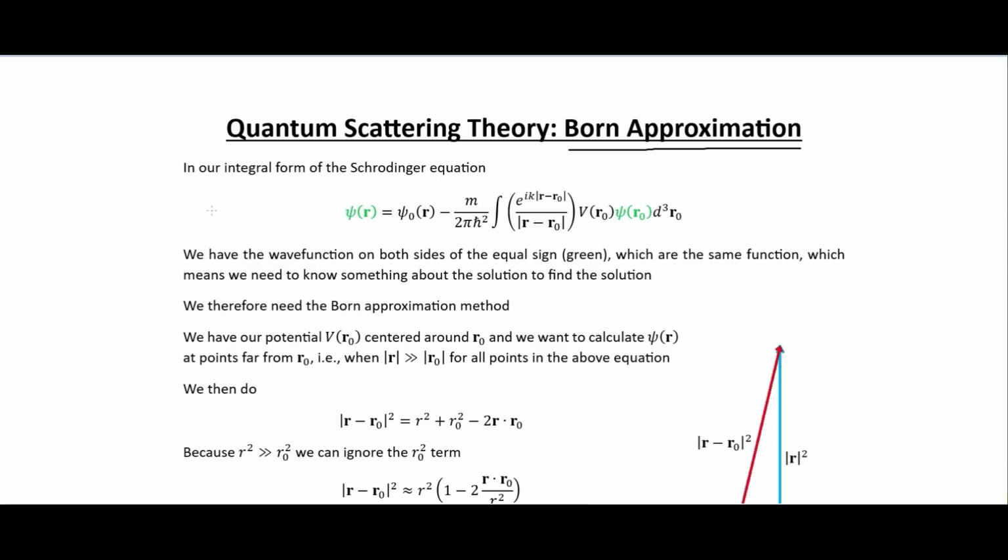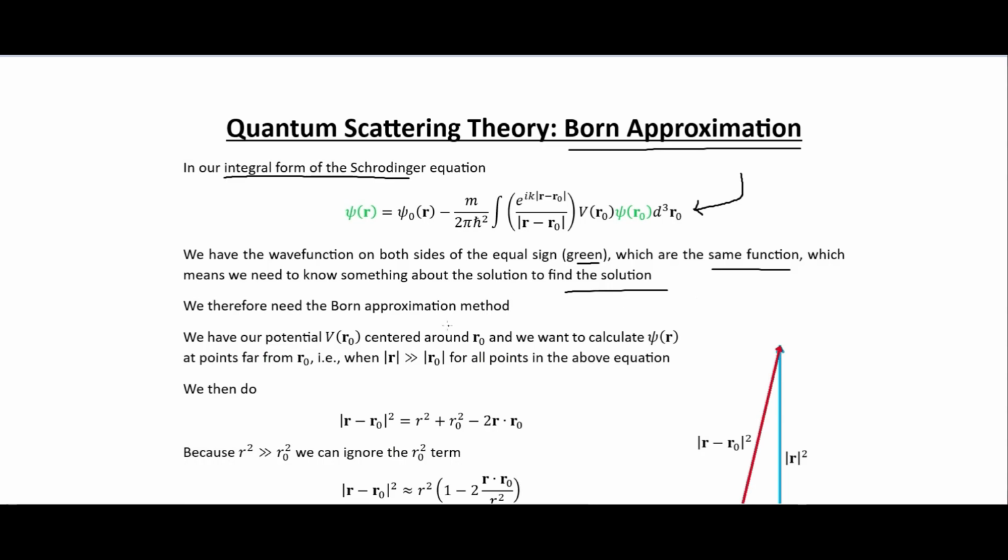And so in the previous video, we did a lot of math type stuff in order to go from the differential form of the Schrodinger equation to the integral form of the Schrodinger equation, which is this. And so with this, we have the wave function on both sides of the equal sign. So that's what I have in green. And so those are the same function, which means that we would have to know something about the solution in order to find the solution.